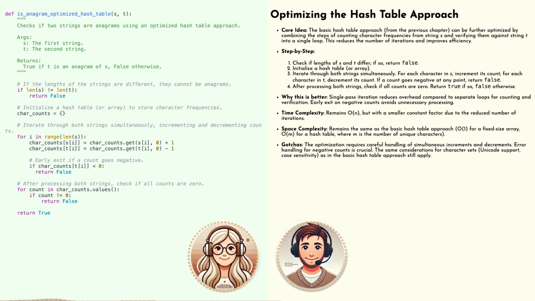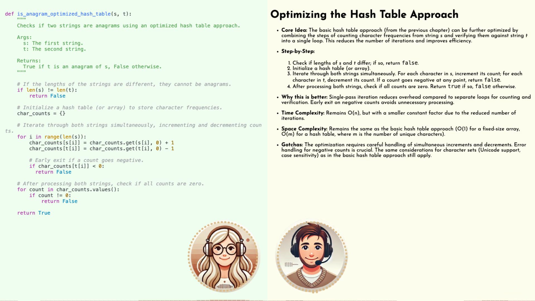Okay, imagine we have a single loop that's going through both strings at the same time. As we hit a character in the first string, we increment the count in our hash table. But here's the key. When we get to a character in the second string, we decrement the count in that same table. Ooh, I see what you're doing.